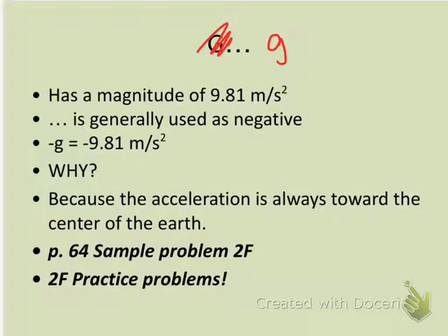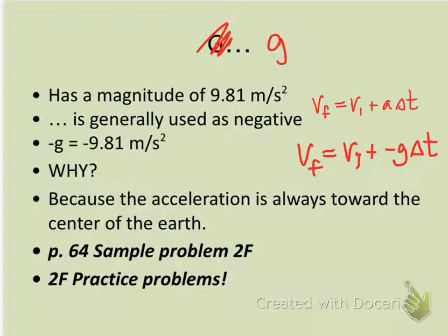They take all of your stuff like VF equals VI plus A delta T, and they say, well, if you're applying this to free fall on the y-axis, then it's VF equals VI plus negative G delta T. I prefer to just recognize that my acceleration on the y-axis is going to be negative 9.81 meters per second squared and plug it in that way. So again, your book does this to get you used to using G as a variable.